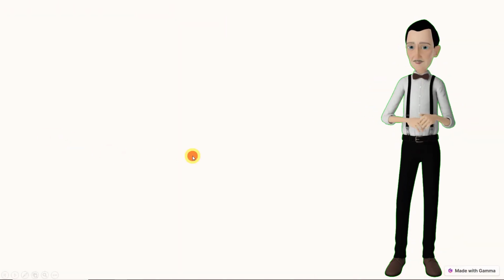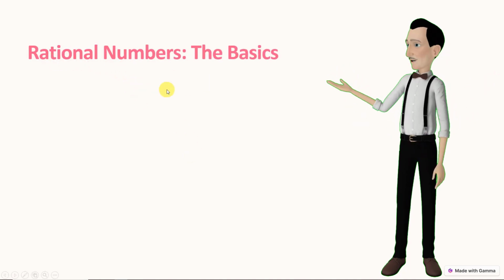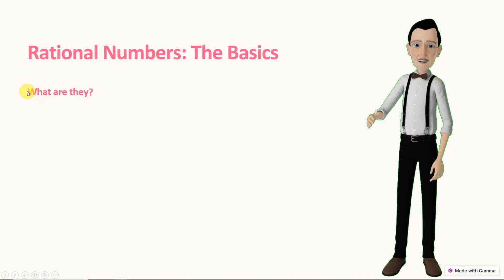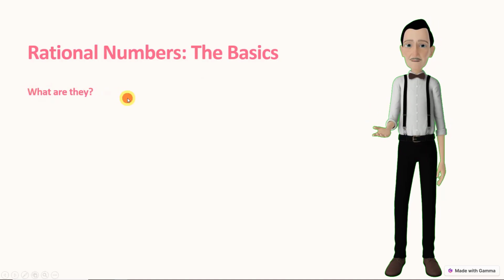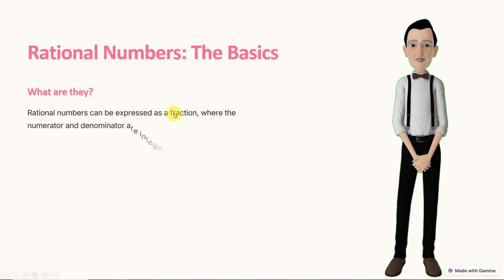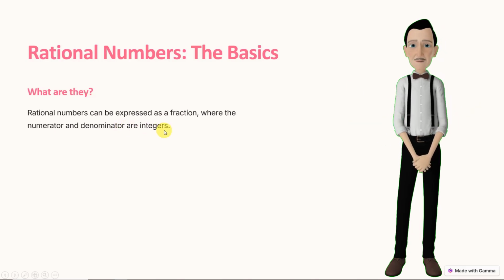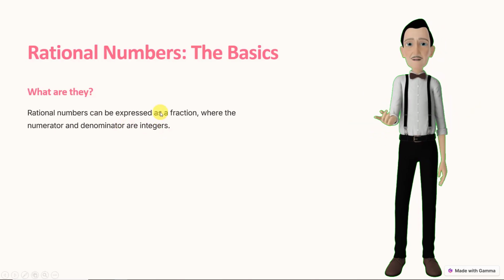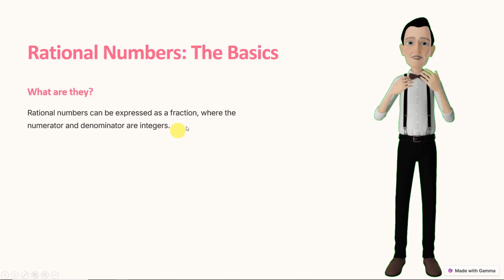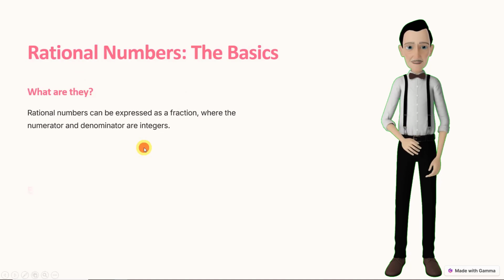Right, let's have a look at the basics of rational numbers. Firstly, what are they? Rational numbers can be expressed as a fraction, where the numerator and denominator are integers. So in other words, if you can write it as a fraction of whole numbers, it is a rational number.